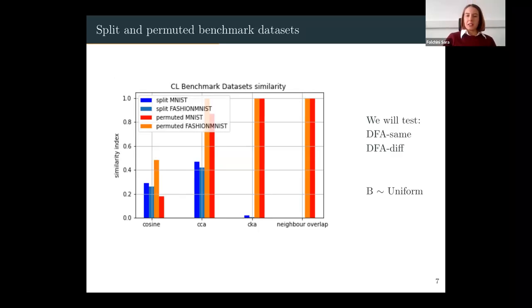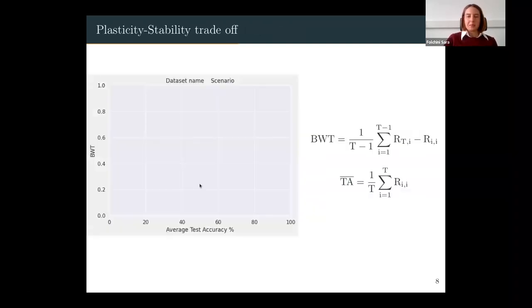We will apply, in this context, DFA with the same feedback matrices and DFA with different feedback matrices, in order to test if the alignment, the implicit bias, needs to be the same throughout the tasks, or if what we find is only a matter of chance. We will see that learning with different feedback matrices, so pulling the weights in different directions, will actually be beneficial in the most uncorrelated dataset.